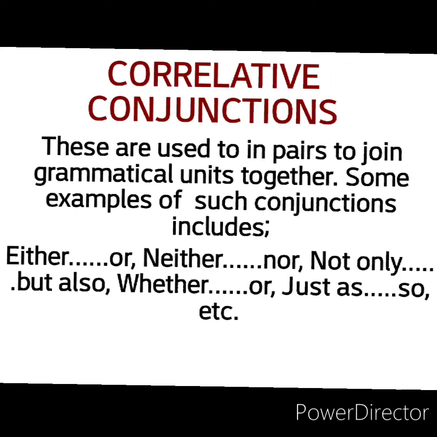Now, let's look at correlative conjunctions. These are conjunctions that are used in pairs to join grammatical units together. Some examples include either, or; neither, nor; not only, but also; whether, or; just as, so; and so on. That is the correlative conjunction. They are used in pairs to join grammatical units.